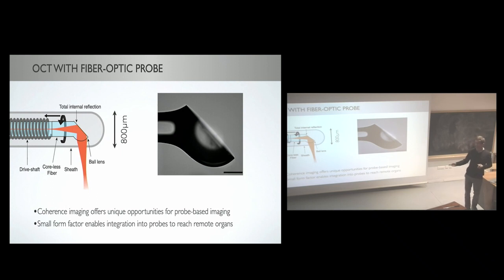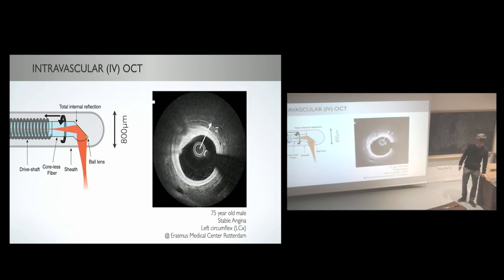So this is commercially used for intravascular imaging of the coronary arteries and in a range of other applications. And we do a lot of endoscopy. This really is intriguing for reaching remote organs in the human body.